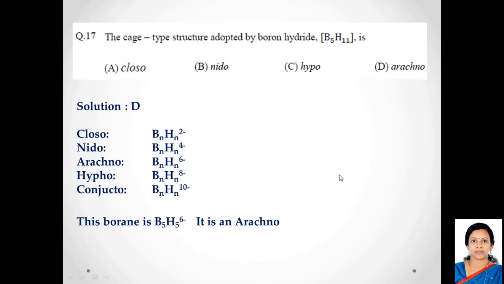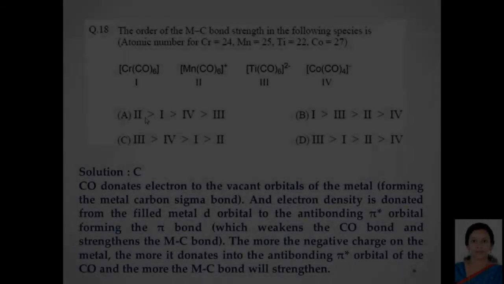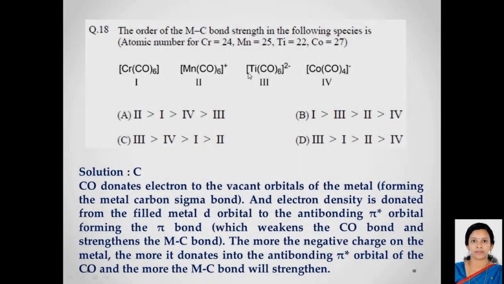Moving on to question number 18. The order of the metal carbon bond strength in the following species is. 4 complexes, chromium, manganese, titanium, and cobalt carbonyl complexes have been given. We know that carbonyl is a neutral ligand. Now, what we have to do is arrange the metal carbon bond in decreasing order for these 4 complexes. So, which will be the complex with the strongest metal carbon bond?